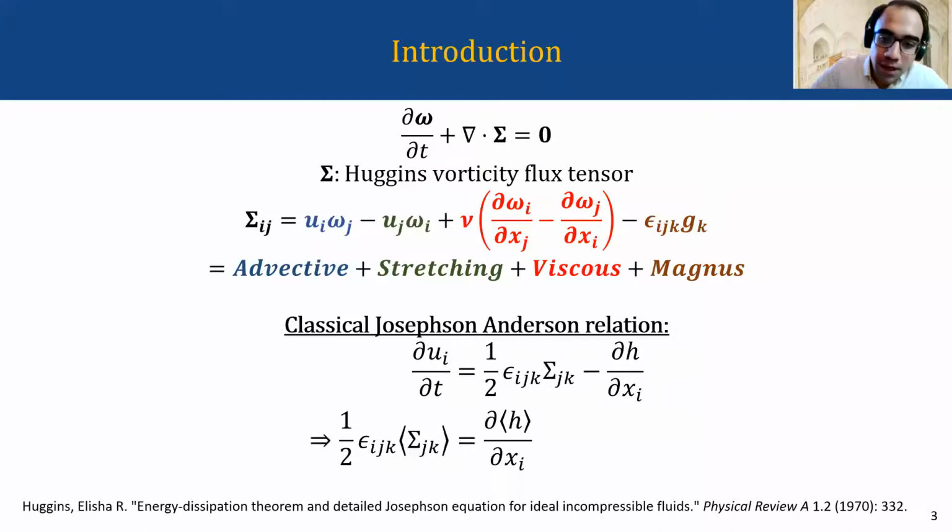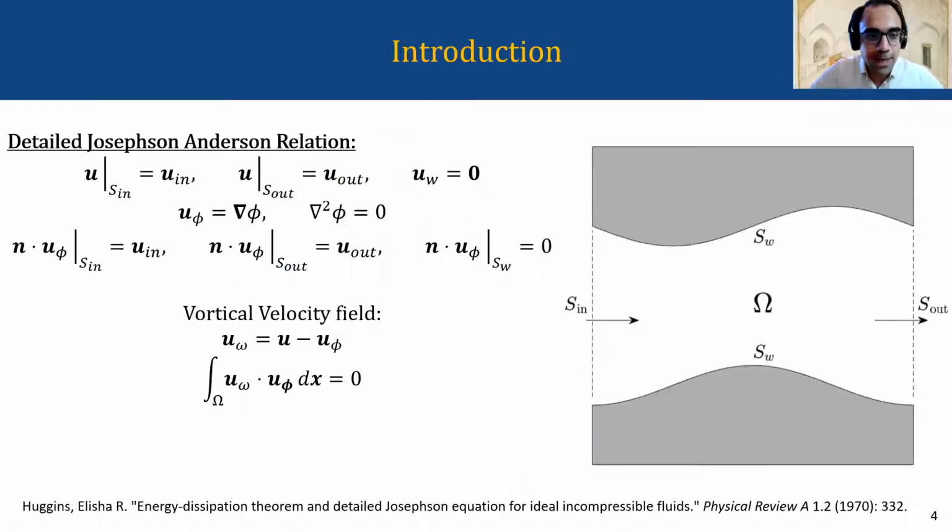And the classical Josephson-Anderson relation is essentially the same as writing the Navier-Stokes out in this form. And if you take a time averaging, what that means is that this term, which represents the flux of vorticity, has to equal the averaged pressure drop. So it means if you have a flux of vorticity, you'll have a corresponding drop in H, which is total pressure, for example, or some sort of an enthalpy. And you get what is called this detailed Josephson-Anderson relation derived by Huggins for this case of a channel flow.